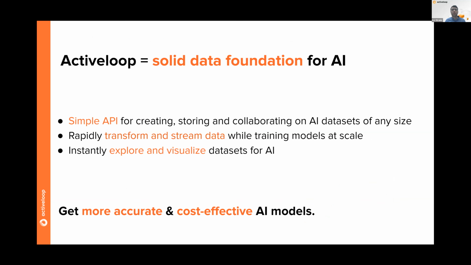And so at Activeloop, we really provide a solid foundation for AI. A couple of things that we offer. One is a simple API for creating, storing, and collaborating on AI data sets of any size. I'm going to go through that API in the demo. Number two is the ability to rapidly transform and stream data while training models at scale. So you can connect your data to computation in a streaming sense. If your data is in the cloud, you can connect it to a GPU without having to download anything locally, for example. And then lastly, we enable you to instantly explore and visualize your data sets through our web-based browser application. All of this is done so that you can get more accurate and cost-effective AI models at the end of the day.